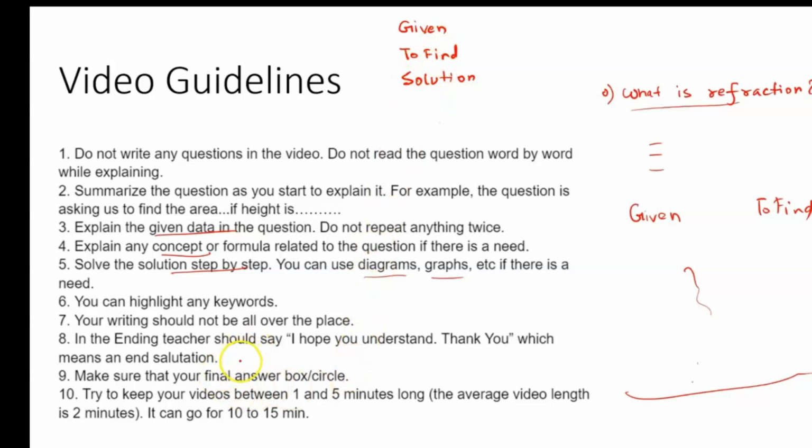Then in the ending you just say that I hope you have understood, thank you. This is the end salutation. And make sure that if this is your final answer, you should box it and use the shape box rather than a freehand box. It looks much neater. Do not use a freehand box, it is highly not recommended, or you can circle it using the shape box.